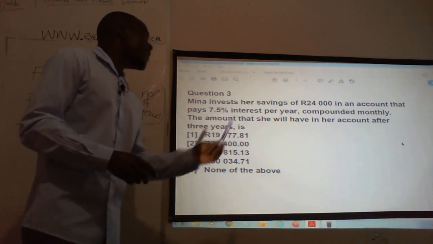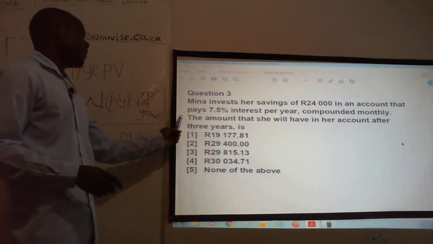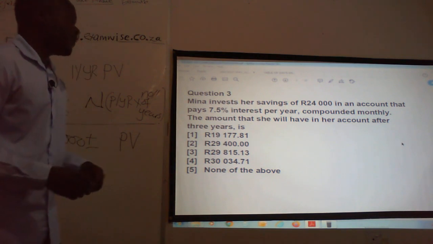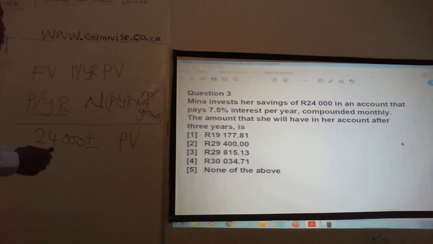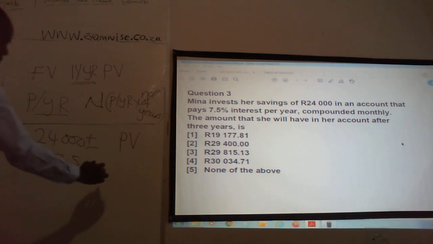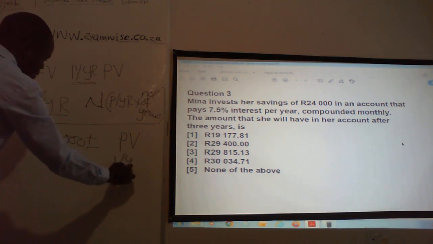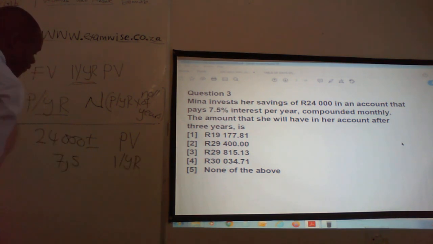And then, in an account that pays 7.5% interest per year, we have 7.5 interest per year, which is our I over YR. If you still remember, I said we enter it as it is. So we have 7.5, then we press I over YR. So we now have our second variable.